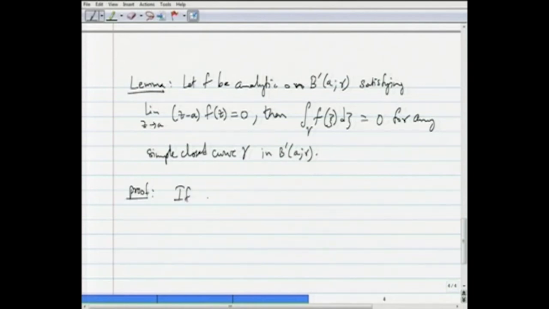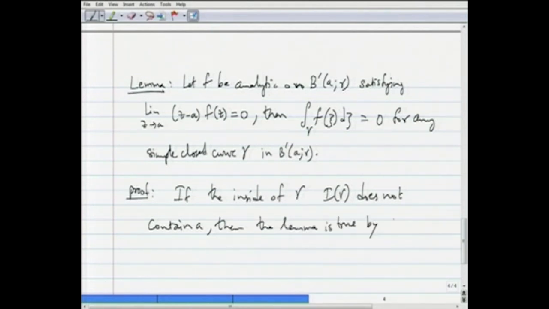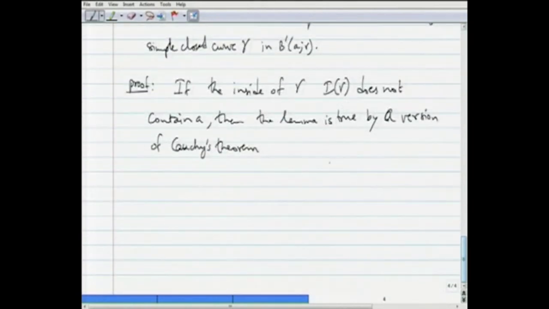If the inside of gamma, I of gamma, recall we have defined what the inside of a contour gamma is, does not contain a, then the lemma is true automatically by a version of Cauchy's theorem that we proved already, because then the inside of gamma is completely contained in the domain of analyticity of f. So then this lemma is true. If a belongs to the inside of gamma, then we need some modification.